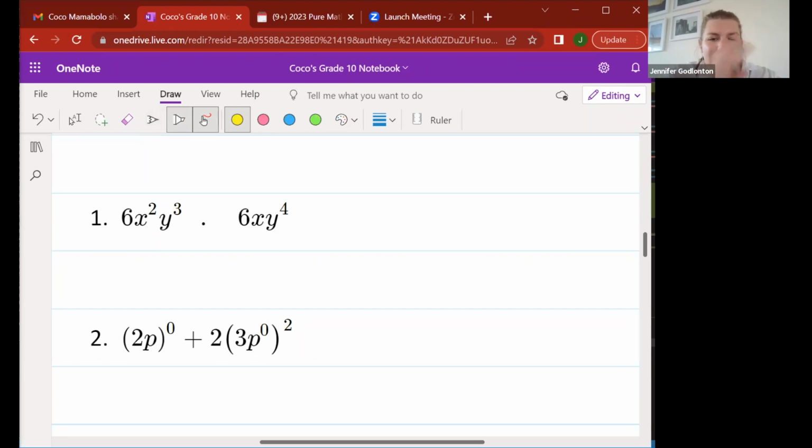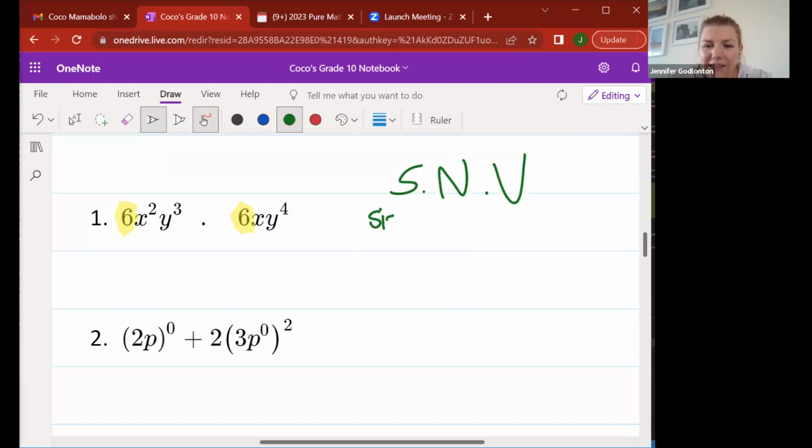If you have a highlighter, I would recommend you highlight away. So you're going to use SNV: signs, numbers, variables. For those of you who have not heard that before, SNV: signs, numbers, variables.